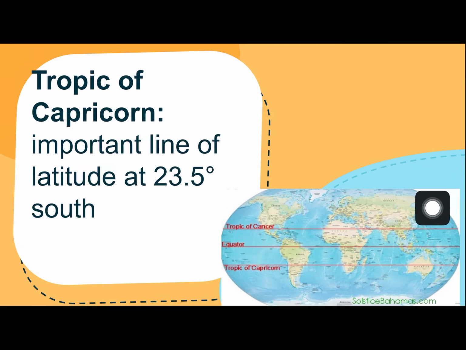On the flip side of that, say Tropic of Capricorn. Good. This is an important line of latitude at 23.5 degrees south, so right below that equator there. Okay, so we have our equator, which cuts our Earth in half, and then our other two lines right above and right below.